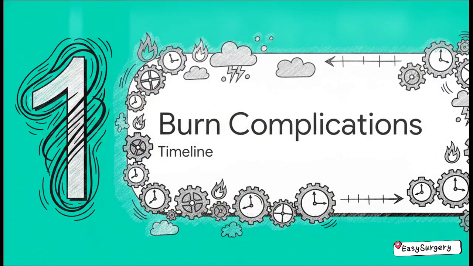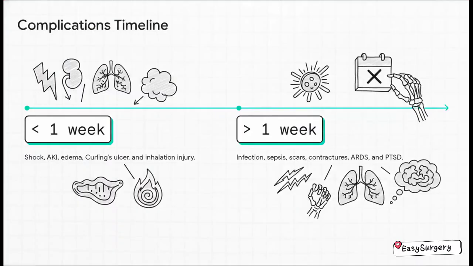With all this in mind, Section 1, the timeline of burn complications. So timing is absolutely everything here. There's this very clear chronological divide when it comes to burn complications. And knowing what threatens a patient in week 1 versus week 2, well, that totally dictates your management strategy. In that early phase, so less than 1 week, we're battling the immediate, acute aftermath. We are on high alert for hypovolemic shock, acute kidney injury, pulmonary edema, Curling's ulcer, and inhalation injuries.